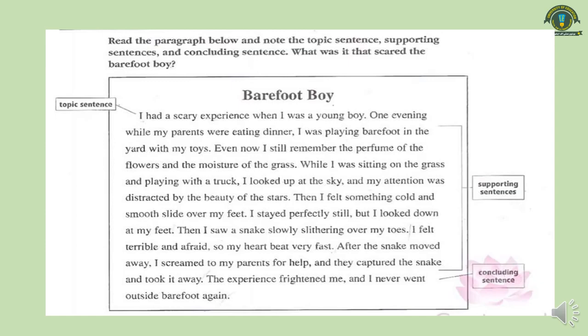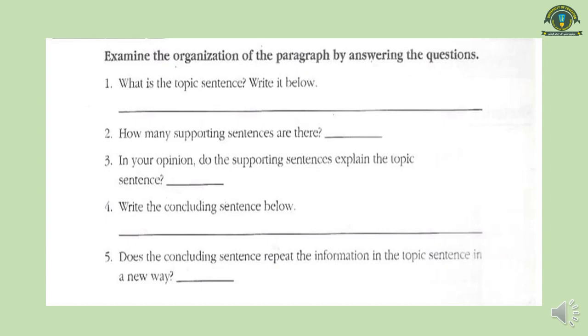So you see how the thoughts are connected. So this is the way of writing a paragraph. And once you have gone through this, we have the relevant exercise. What is the topic sentence? You need to write it below, or you need to think of it. You need to know how many supporting sentences there are. In your opinion, do the supporting sentences explain the topic sentence? You can go through that and form your opinion on whether the supporting sentences complement the topic sentence or not. What was the concluding sentence?